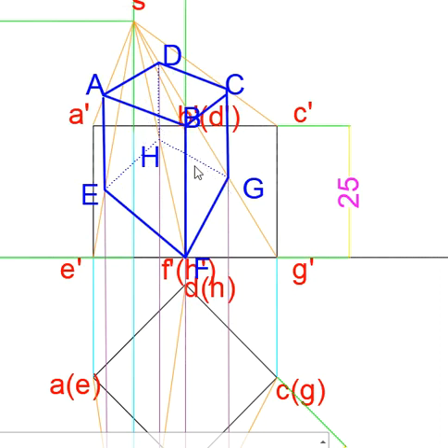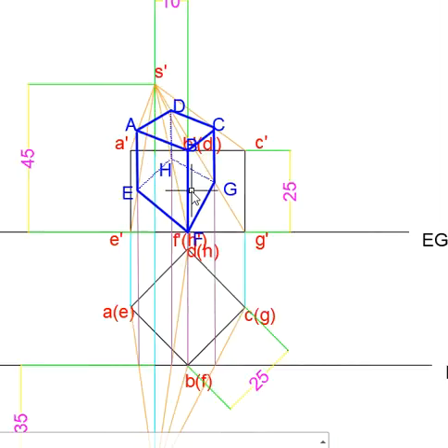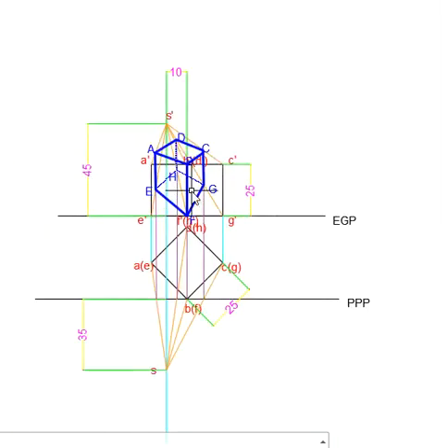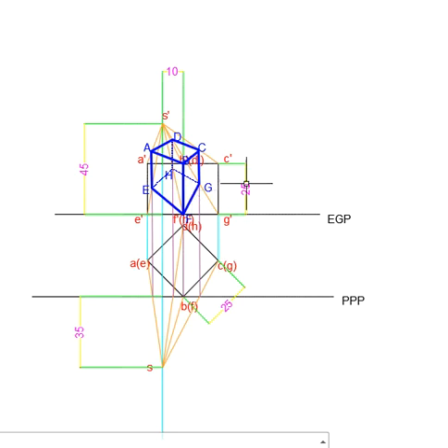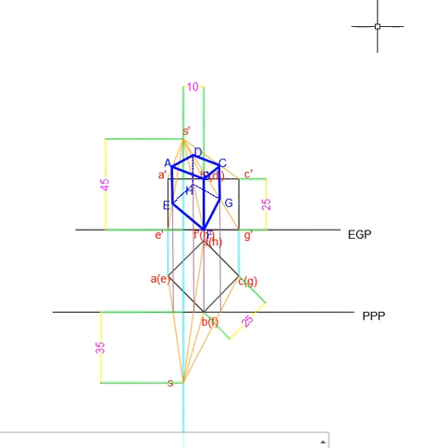So this is the 3D view or real-time view of a cube. See the difference. So if the observer is 45 mm above the ground plane and 35 mm in front of the picture plane and 10 mm towards the left, you can see the cube like this. This is how we are drawing the perspective of the cube. Thank you.